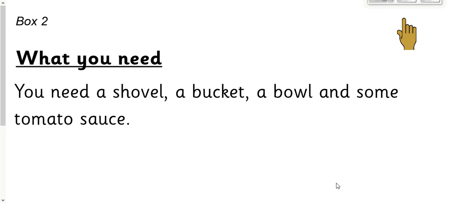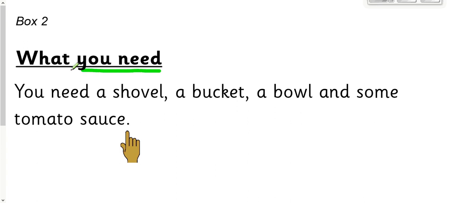Okay, now we'll read it together and then I'll give you time to pause the video. What you need. You need a shovel, a bucket, a bowl, and some tomato sauce. What is successful? Pause the video and write your list now. I'm going to get my highlighter ready. Hopefully you've unpaused the video and you're thinking about what was successful.